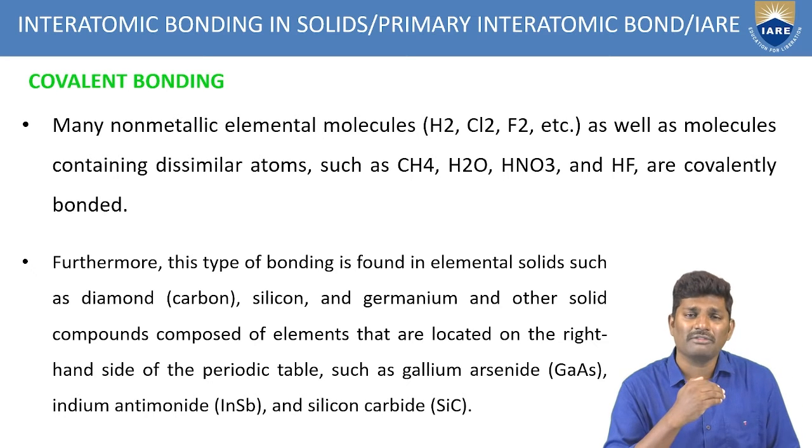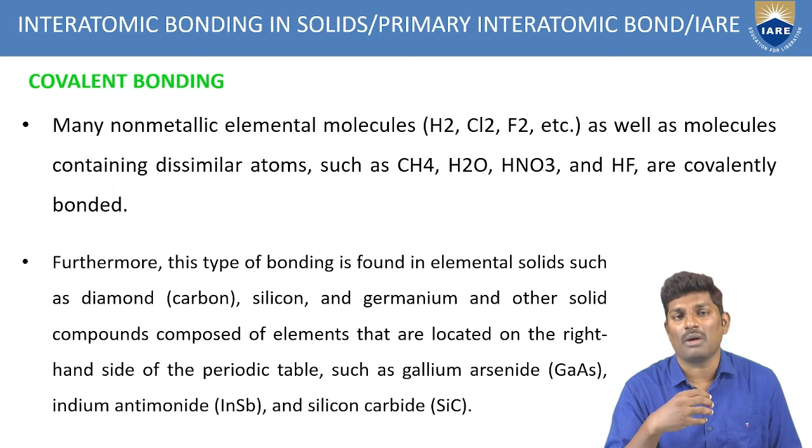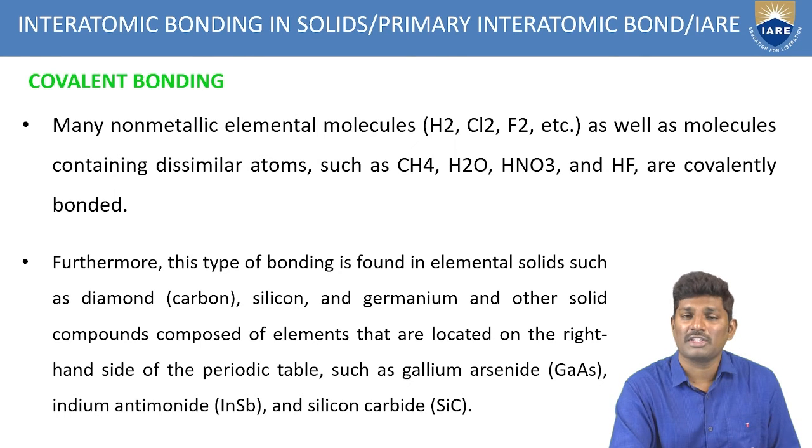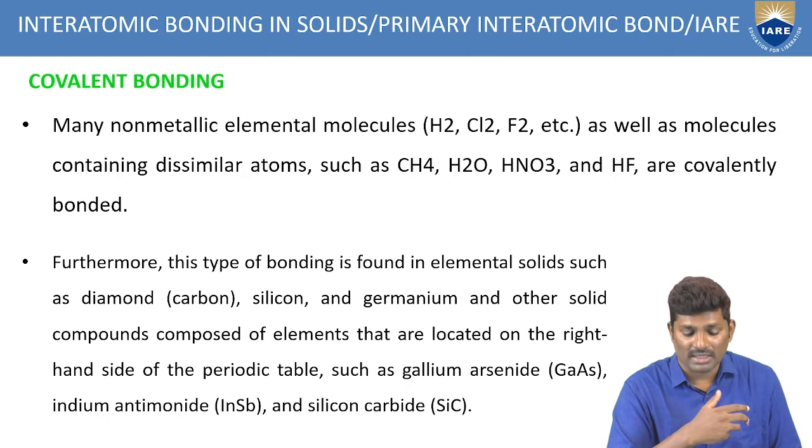So what are the different types of materials which have this covalent bond? You have non-metallic elements like H2, Cl2, F2. These are some of the categories where you can find covalent bonding in non-metallic elements, as well as molecules which contain dissimilar atoms, like CH4, H2O, HNO3 and HF. These are also some of the types of covalent bonding in non-metallic elements.